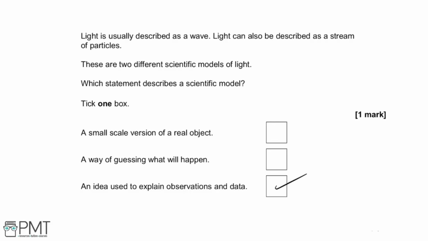And a way of guessing what will happen, well, a model is used to explain evidence that we've already got, and it might also predict things in the future, but it's based on data that we already have, and so it's not a way of guessing what will happen. It has to be an idea used to explain observations and data that we've already gained.